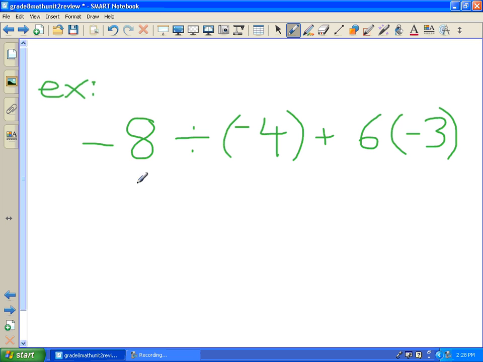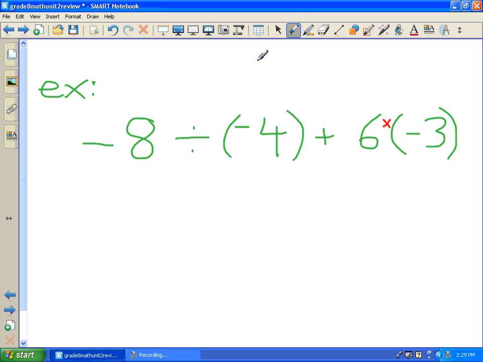Another example. In this example, you can see there's no bracket around the negative, but in this case there is. So you might see it both ways. You'll also notice that there's a 6 outside this bracket. Whenever there's a 6 or any number touching a bracket and nothing in between it, you can assume that it is multiplication even though it's not written there.